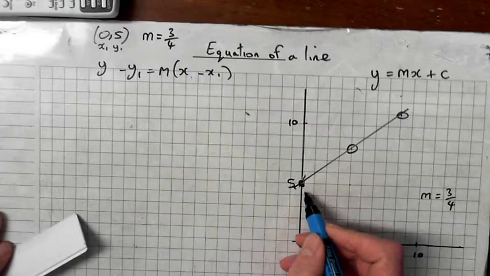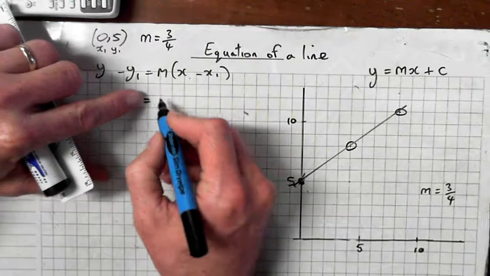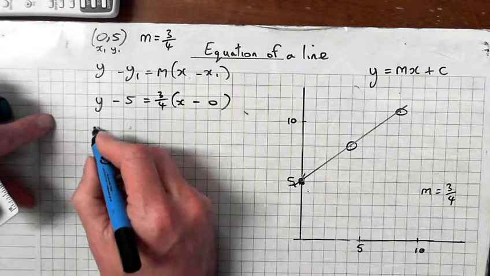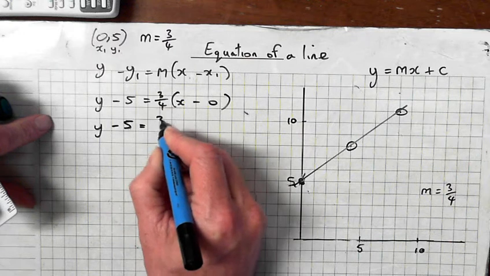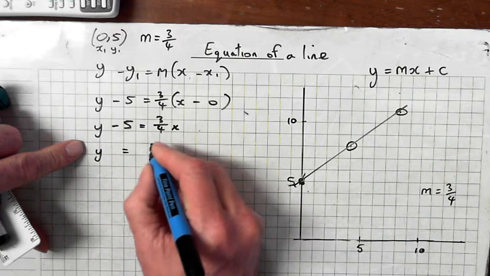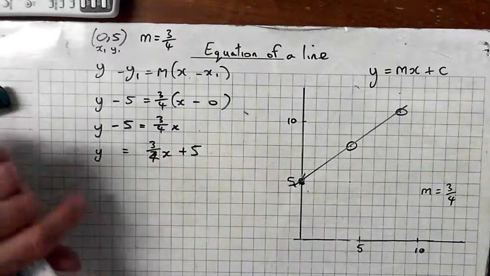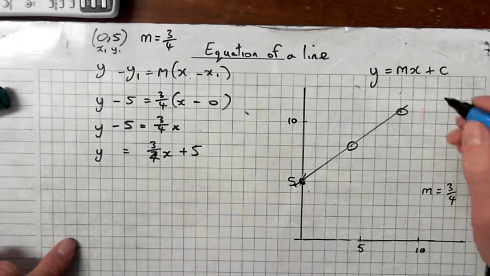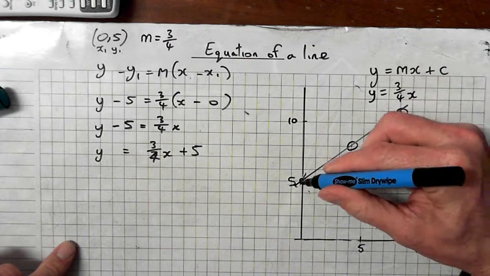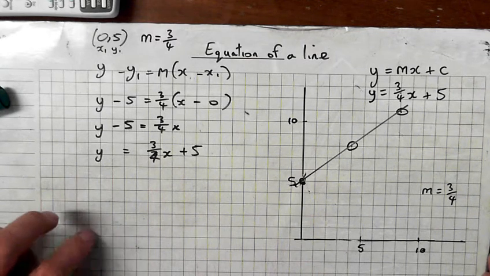Right, same again. We'll use the same point, 0, 5. y1 is 5. Slope 3 over 4. It's 3 over 4 x. 3 over 4 times 0 is nothing. So y is equal to 3 over 4 x plus 5. Over here, y is equal to, slope is 3 over 4 x, and it crosses the y-axis at 5. Alright?